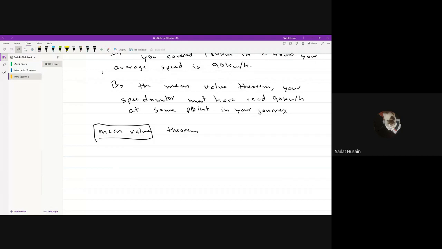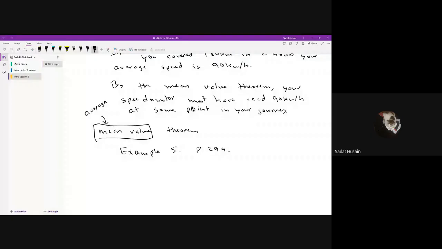Example 5, page 294, Stewart's calculus. The mean is just another way of saying average.